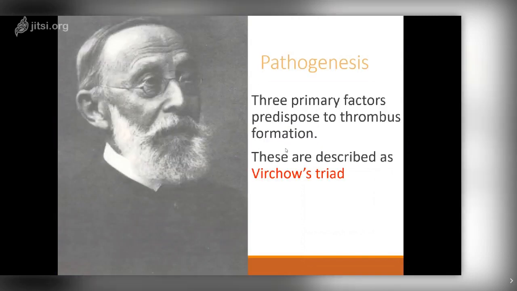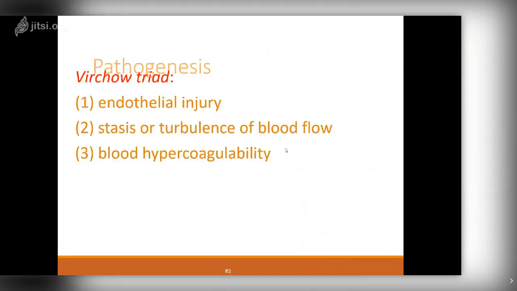And to discuss pathogenesis of thrombosis, it is necessary to discuss Virchow's triad. If you remember Rudolf Virchow, whom I introduced to you during the first lecture, the father of modern pathology, and during our course we will face many times some pathological conditions named after him. So, Virchow's triad includes endothelial injury, stasis or turbulence of blood flow, and blood hypercoagulability.